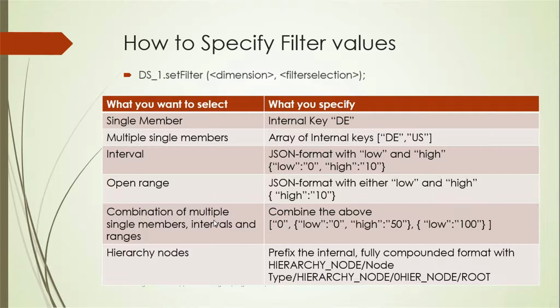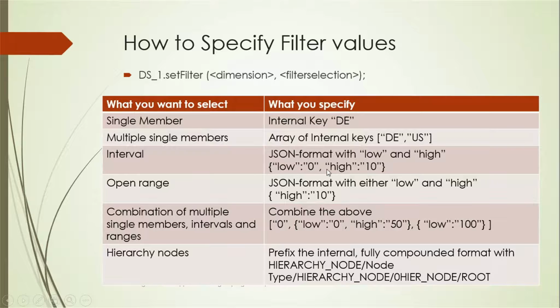Now how to specify filter values. Suppose we want to specify filter values for a data source one. With set filter, we need to specify the dimension and the filter selection. For a single member, we can specify the internal key, for example the value for country. For multiple single members, we give a square bracket and add the values there.